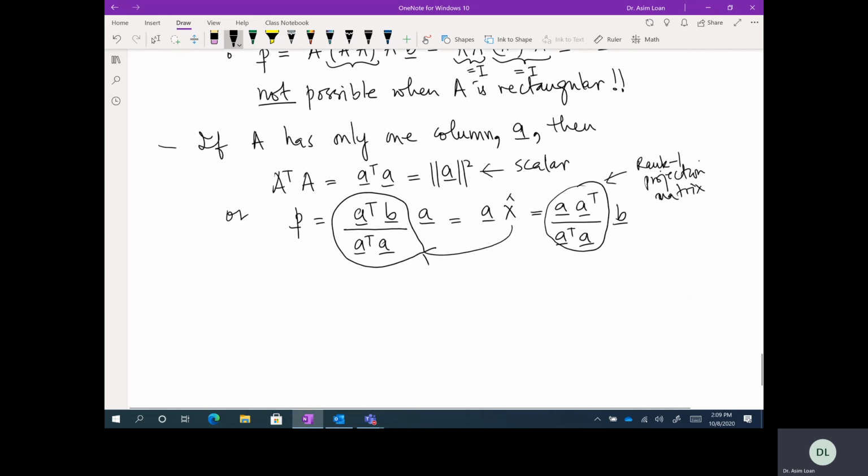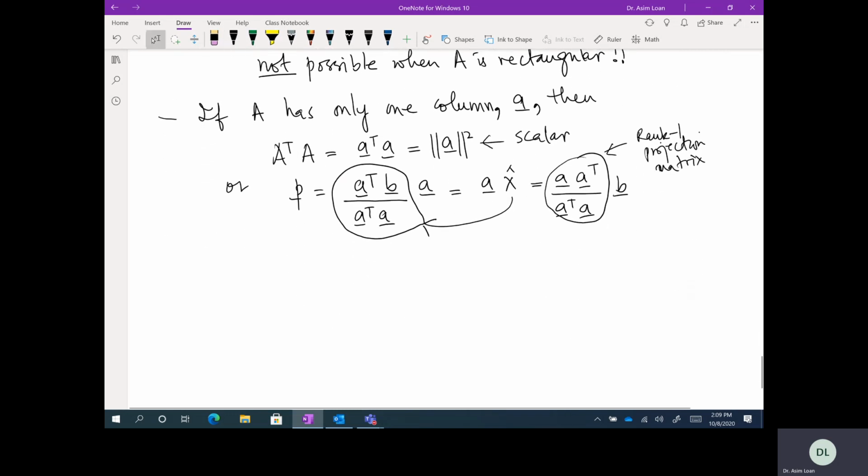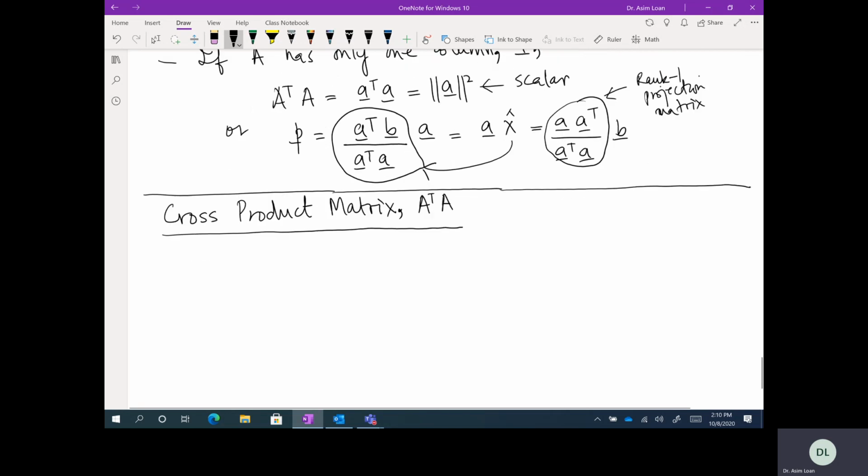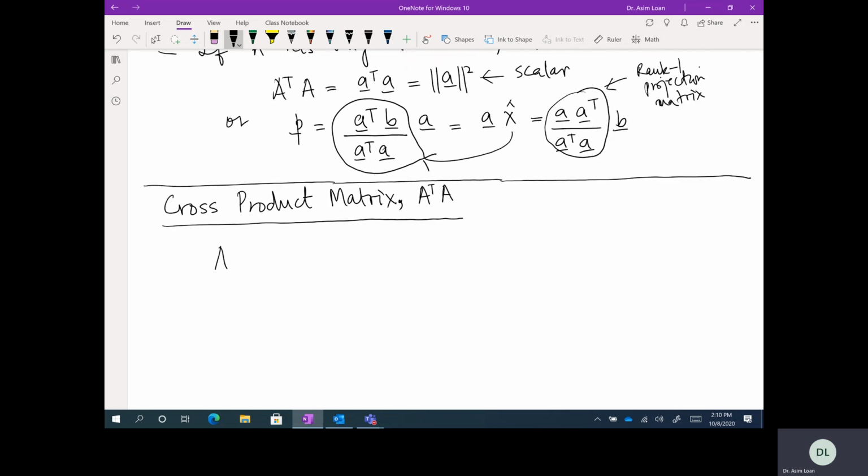Okay, let's look at this cross product matrix. And what's so special about this cross product matrix? So this is A transpose A. What's so special about A transpose A? Note that A transpose A is symmetric.